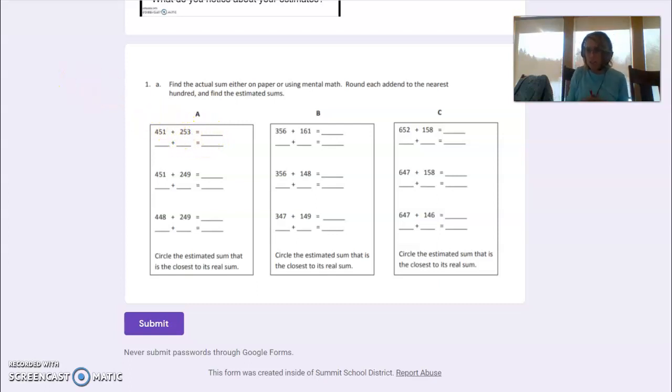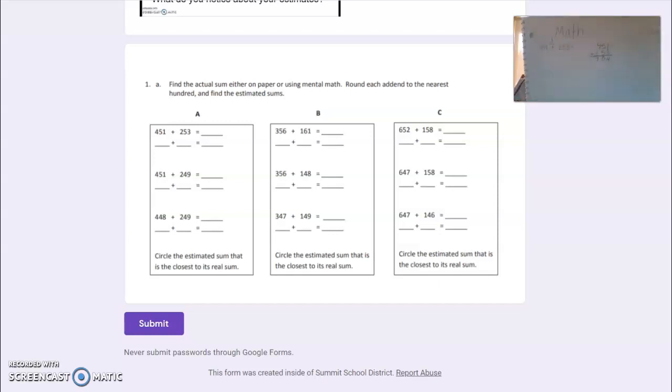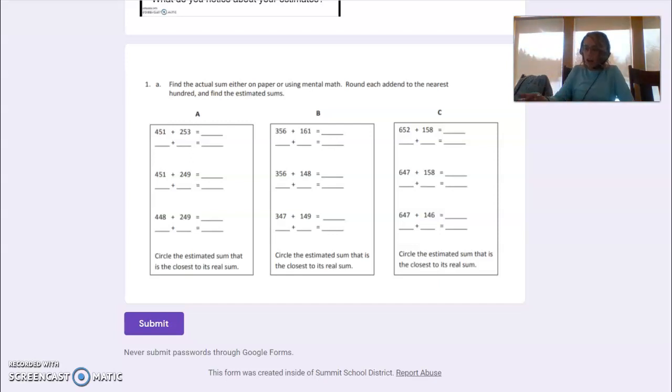Now, if I were going to do this, since I have plenty of pages, I'm not worried about running out of space. I would set my problem up in the standard algorithm. If that's not comfortable for you, you can use a different strategy to find the actual answer to 451 plus 253. Now, I'm going to set this up, 451, 253. I'm going to add those two, and that gives me 704. There's my standard algorithm, 704. So I know that 451 plus 253 is 704.